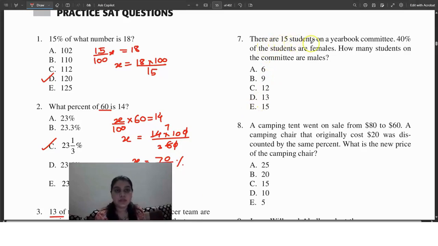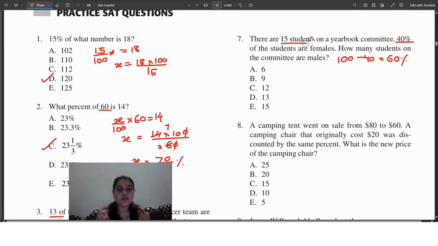There are 15 students on a yearbook committee. 40% of the students are female. How many students on the committee are male? So here the total percentage is always 100%. There are two options. If 40% are female, the remaining is 100 minus 40. That would be 60% of the students are going to be male.